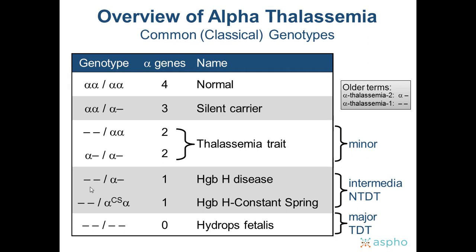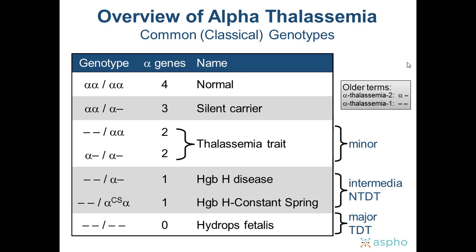And the 2 main types are shown here, classical hemoglobin H disease and something called hemoglobin H Constant Spring, which I'll talk about in a minute specifically. And these are the intermediates. And the majors are homozygous alpha thalassemia major as a cause of hydrops fetalis. Remember, hydrops fetalis is a descriptive term for what happens to the child with the severe anemia. There are other immune and non-immune causes of hydrops. Okay, so minor, intermediate, and major.